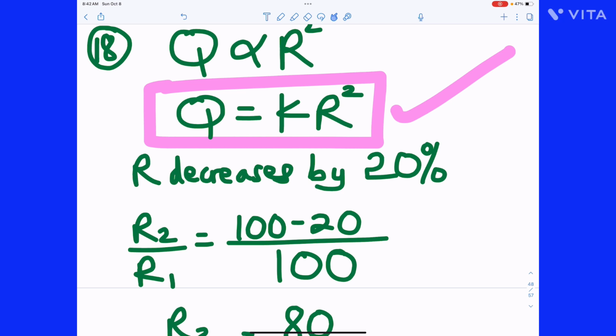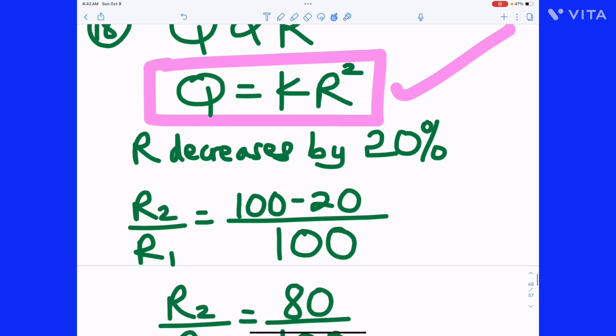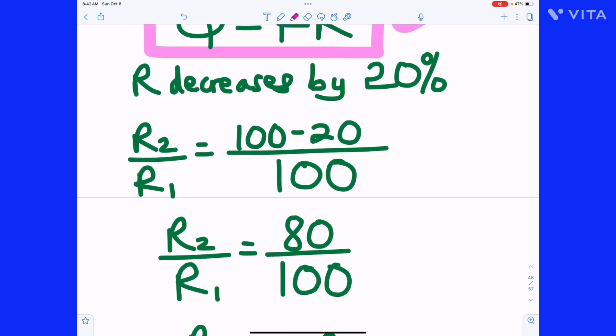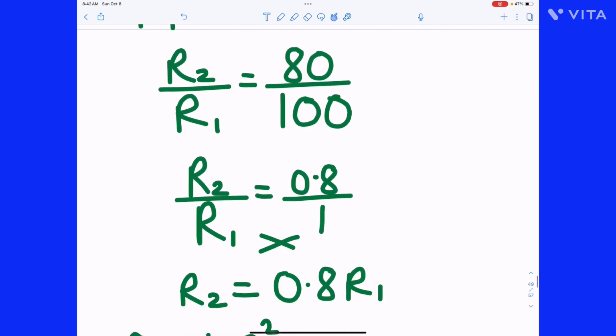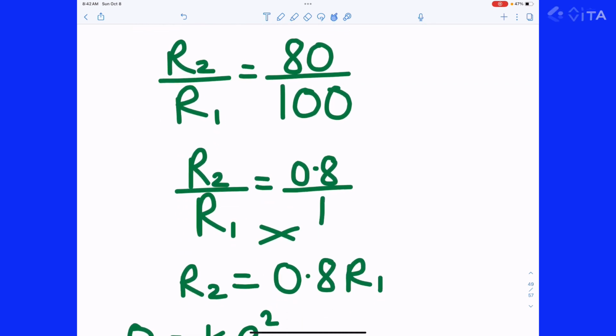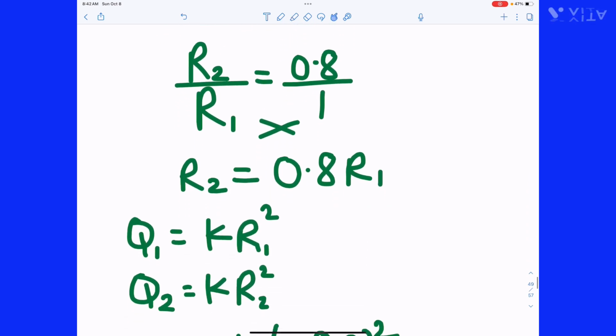That's simple. If R decreases by 20%, that means the ratio of the new R over the first R will be 100 minus 20 over 100. That gives 80 over 100, which is the same thing as 0.8. When you cross multiply, you get R2 is 0.8 R1.